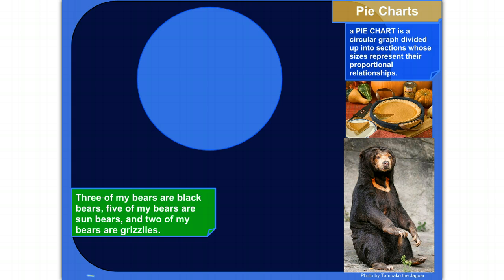So here's my information. 3 of my bears are black bears, 5 of my bears are sun bears, and 2 of my bears are grizzlies.